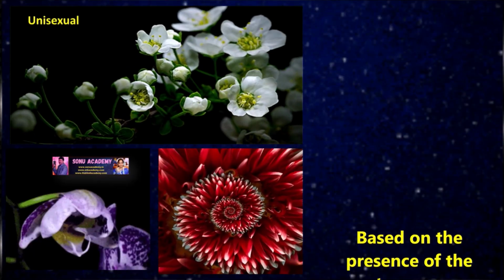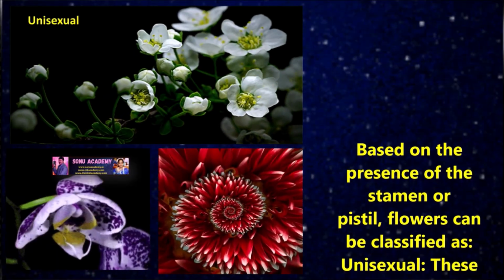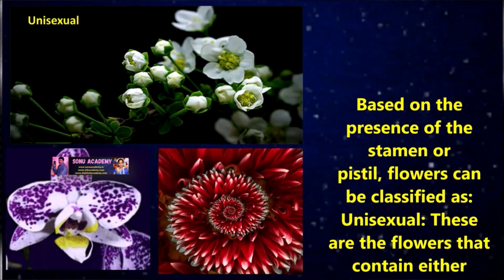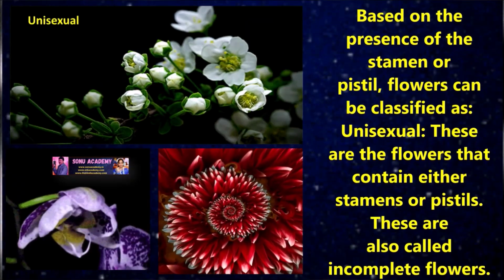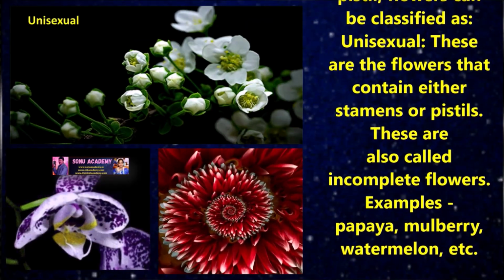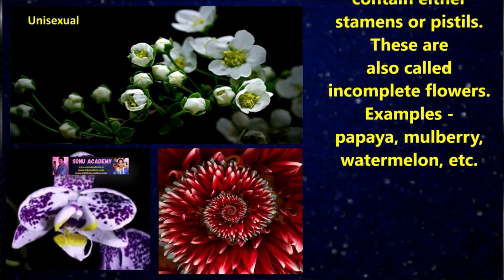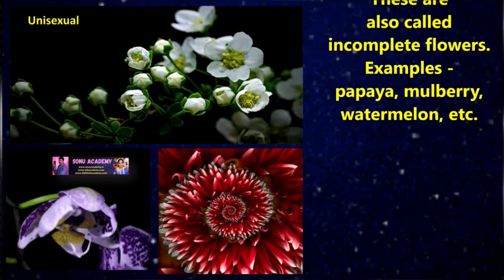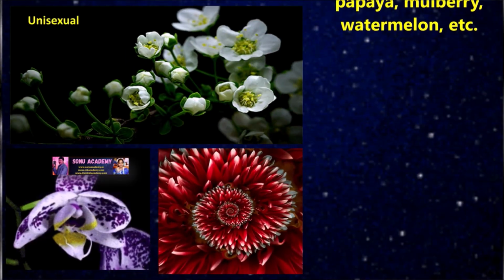Children, before we discuss the parts of a flower, let us discuss how, based on the presence of stamen or pistil, flowers can be classified into two types. One is unisexual flowers. These are flowers that contain either stamens, meaning the male reproductive part, or pistils, which are the female reproductive part of a flower. These are also called incomplete flowers. Examples of unisexual flowers are papaya, mulberry, watermelon, etc.